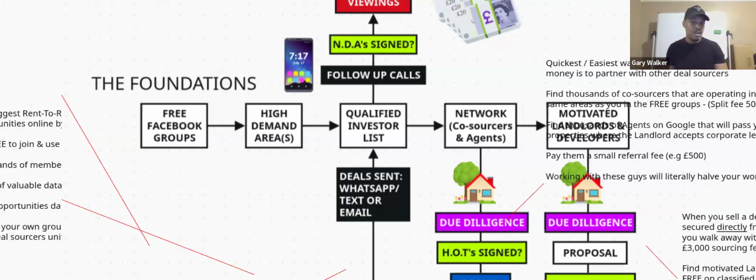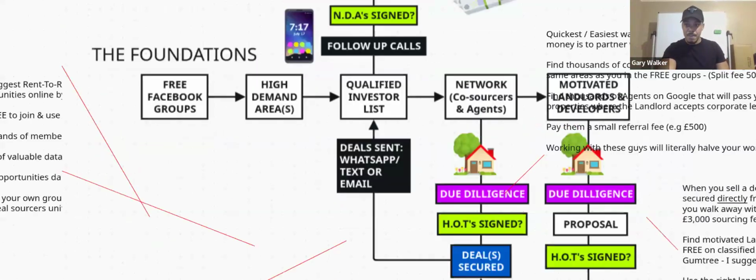So the easier way to start selling deals and gain momentum is to work with other sources that are already selling deals. So as you can see here, the next step is your network, building your network. And I specifically put the co-sources and agents because you want to do it in that order. So we can find co-sources within those same groups again. I think I made a little section about that.